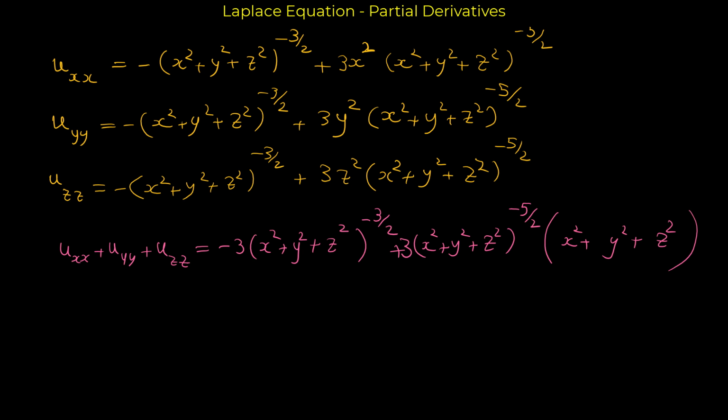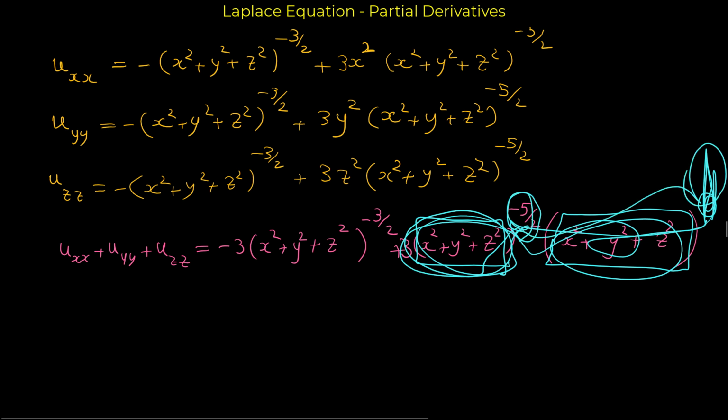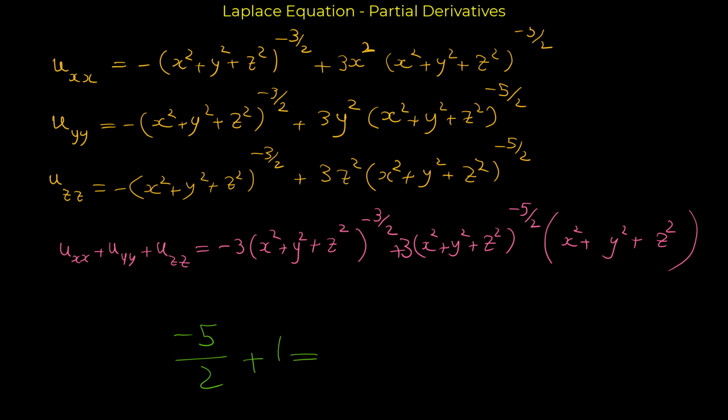Now compare this bracket, please, with this bracket. These are exactly the same. The power of this is negative 5 over 2. The power of this is 1. When we have the same base, we add this power to this. Negative 5 over 2 plus 1 is negative 3 over 2, because this is 2 over 2 and it's clear.